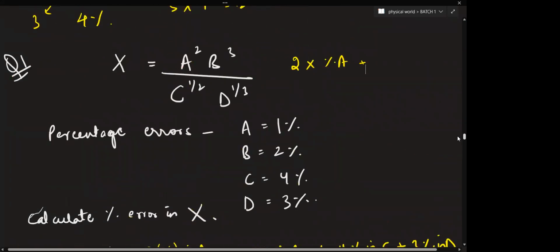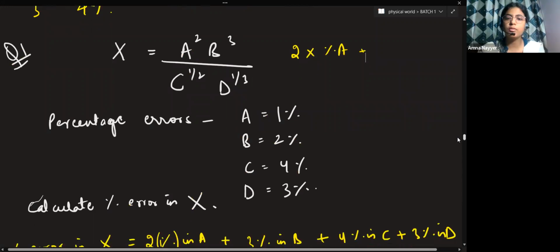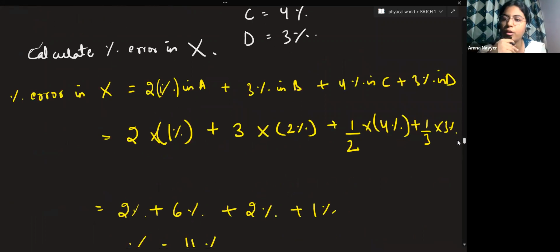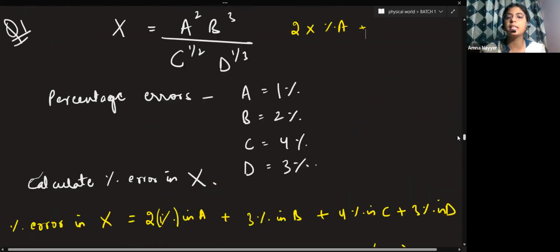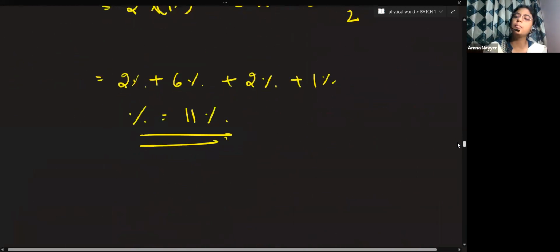So yes, in this manner, this is the formula that you have for percentage errors. You multiply 2 by the percentage error of A, plus 3 multiplied by the percentage error of B, plus whatever percentage errors are given to you multiplied by the power that you have. This is how you get the final answer. Simply add all of them.